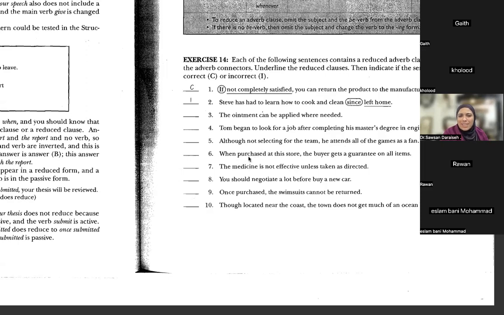When you are purchased. Listen, you're going to laugh if I tell you what this means: when you are purchased. Is that true? No. So honestly speaking, let me help you. Yes. When you purchase at the store, yes.